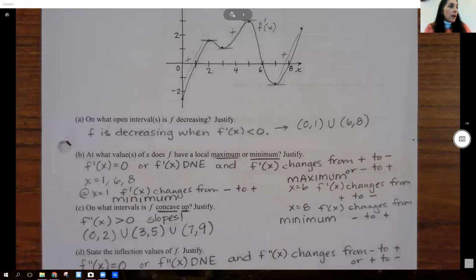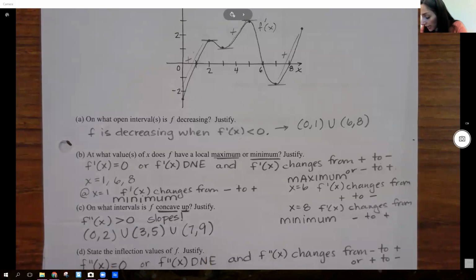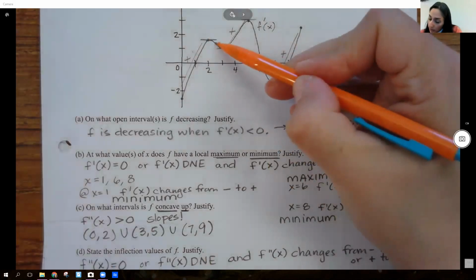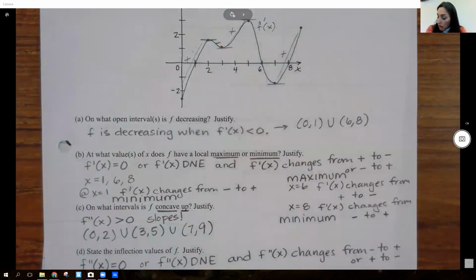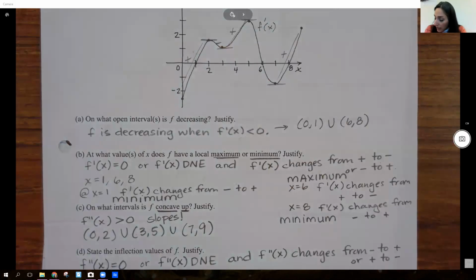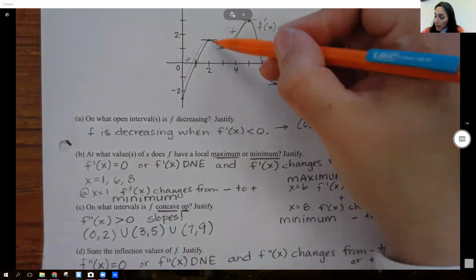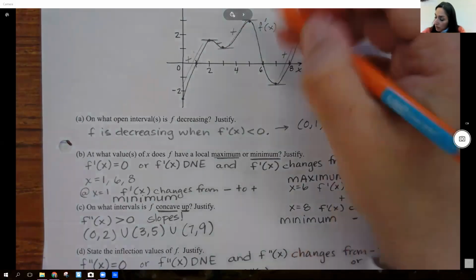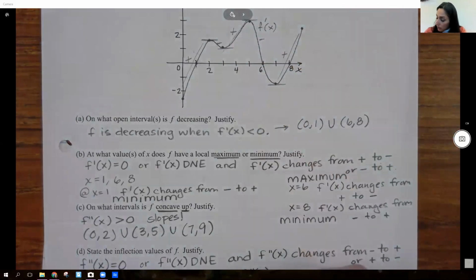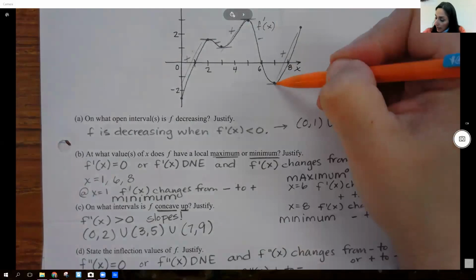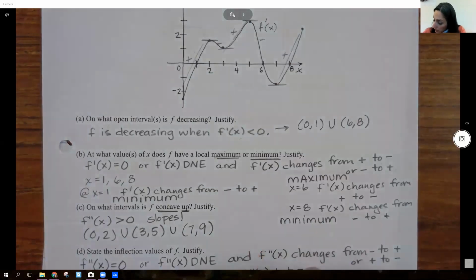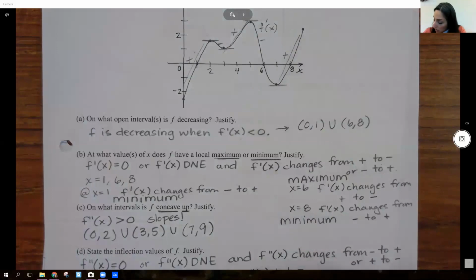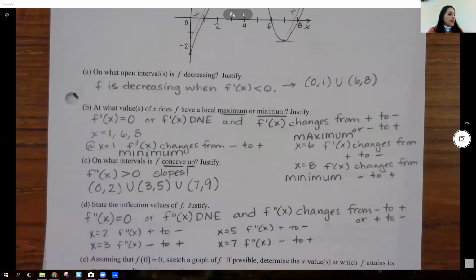And then for the one at 2, the second derivative changes from positive to negative because the slope goes from positive to negative. And then at 3, the second derivative goes from negative to positive. At 5, we go from positive to negative. And at 7, negative to positive. Very good. Good. Okay, I'm writing all this down, but you can't see it. There you go.